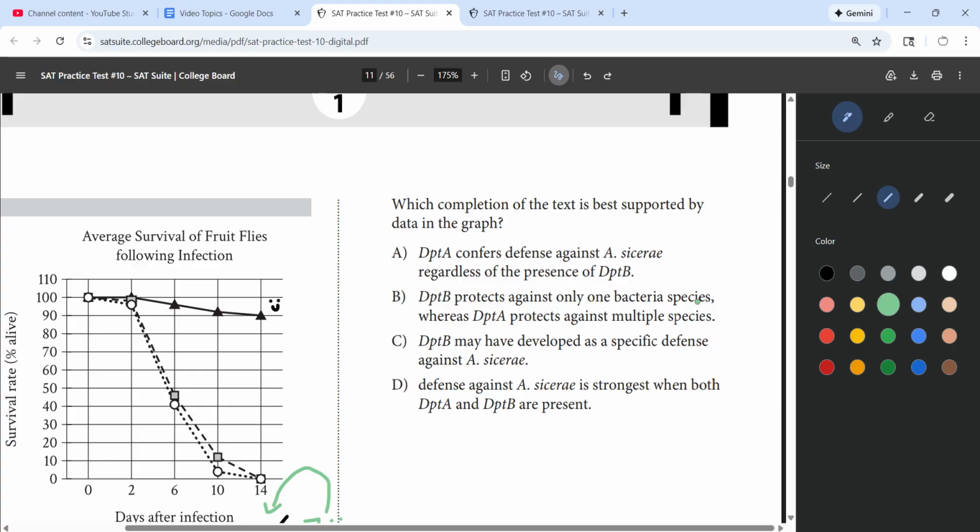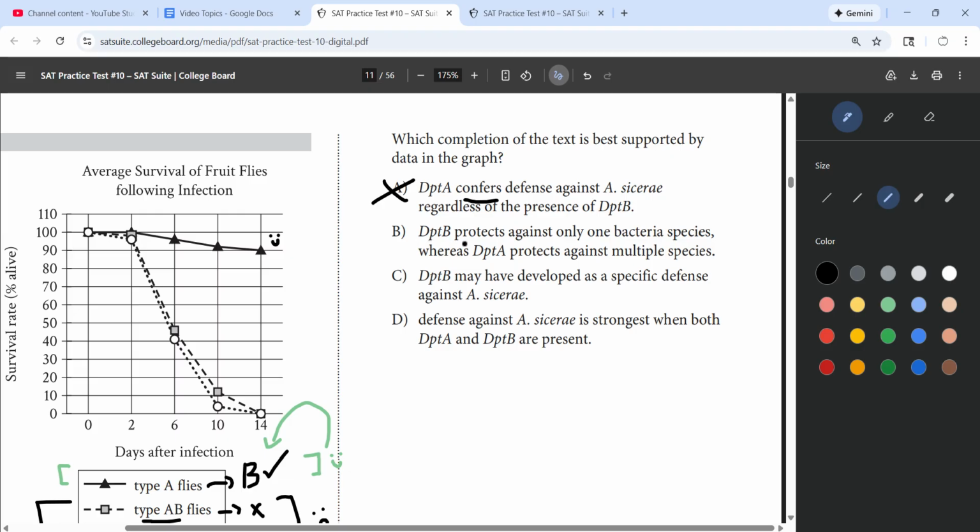Which completion of the text is best supported by data in the graph? All right. A, DPTA confers defense against A Secret, AS, regardless of the presence of DPTB. So gene A confers, that might not be a word that we are super familiar with, but basically supports defense against AS regardless of gene B. Is that correct? No, not at all. Gene A, it's the opposite. Gene B defends against AS regardless of gene A, right? So it's not that, because we literally want to say the opposite.